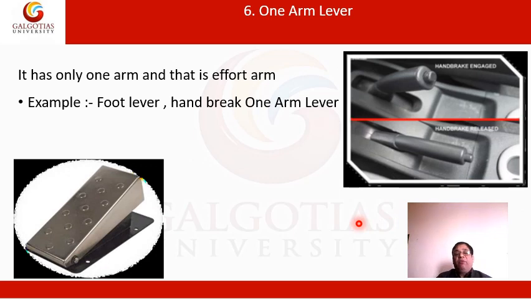Then the one arm lever. It has only one arm, and that is the effort arm. Examples are the foot lever and handbrake. These are examples of the one arm lever.